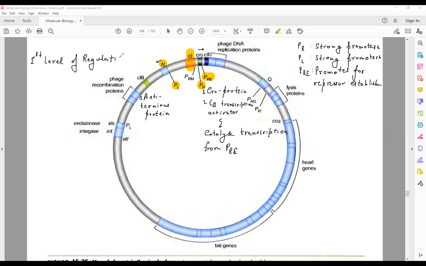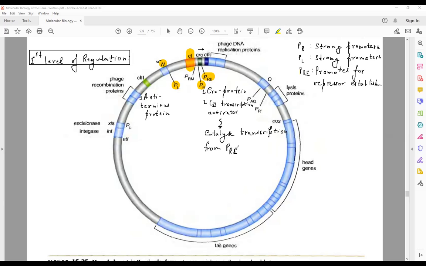In the first level of regulation that we are going to talk about here is how the first level of regulation is going to be influenced. In the first level of regulation, you can find that CII is going to catalyze the transcription of PRE, that is referred to as promoter for repressor establishment. So this is going to establish a promoter molecule for the repressor molecule.